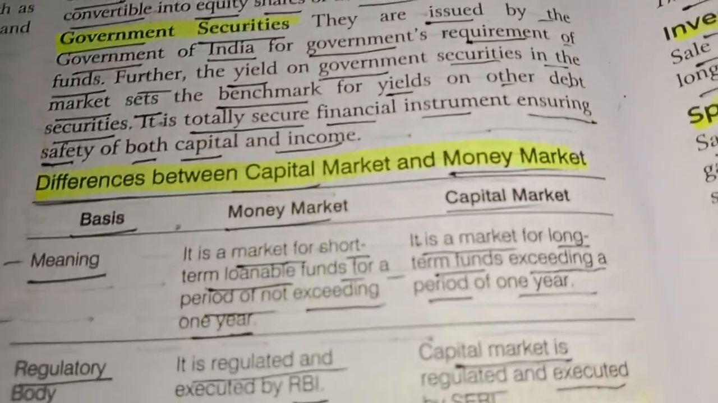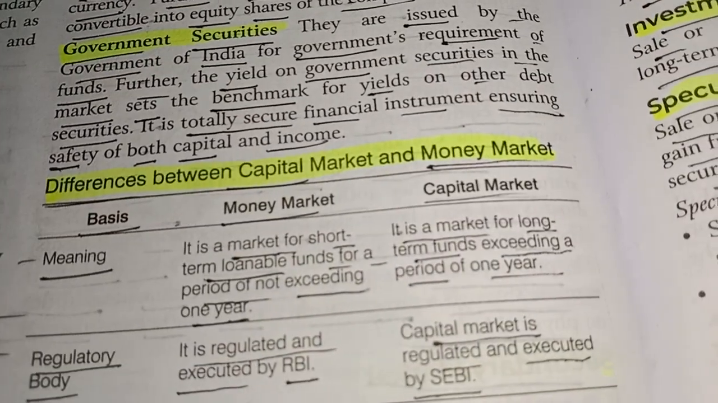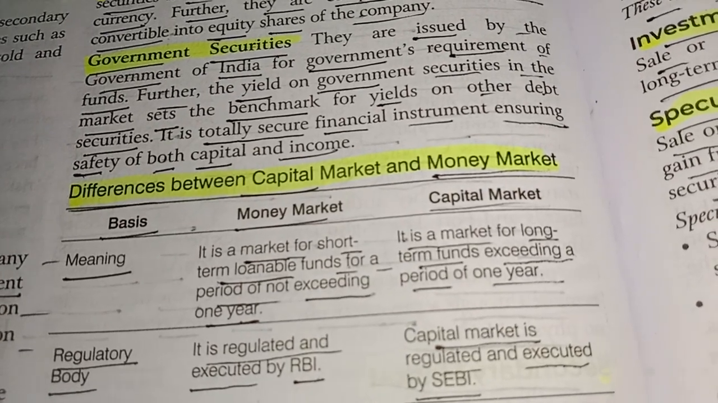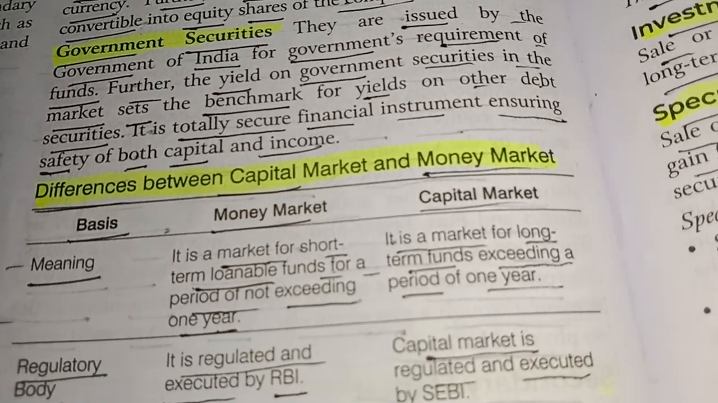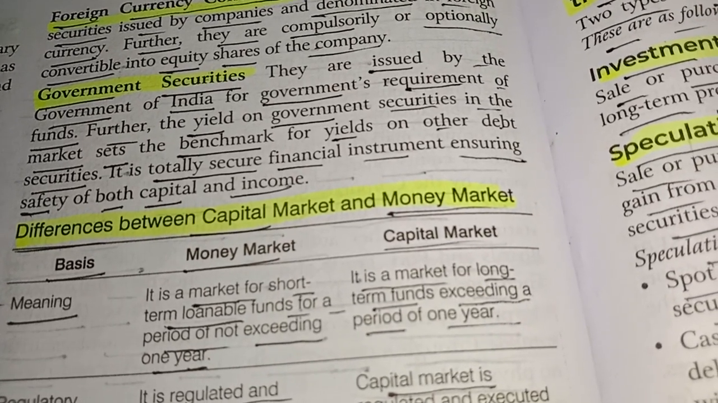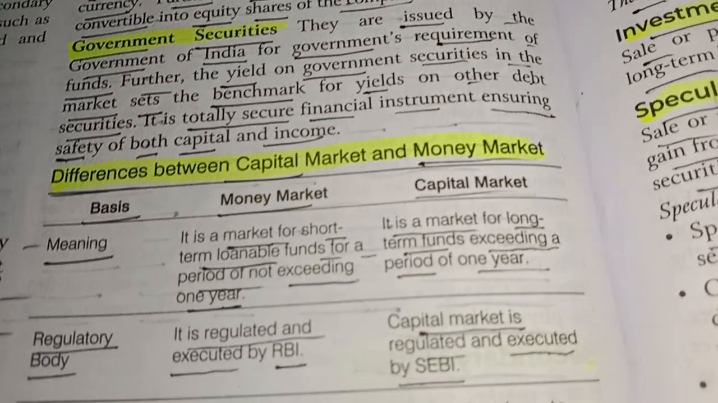Difference between capital market and money market. Basis, meaning. Money market: it is a market for short term loanable funds for a period not exceeding 1 year. Capital market: it is a market for long term funds exceeding a period of 1 year.